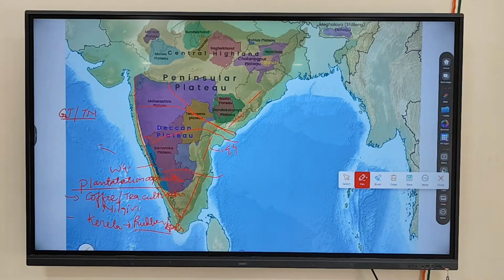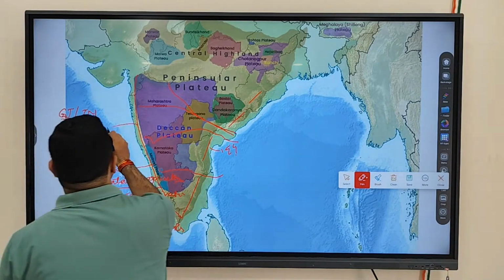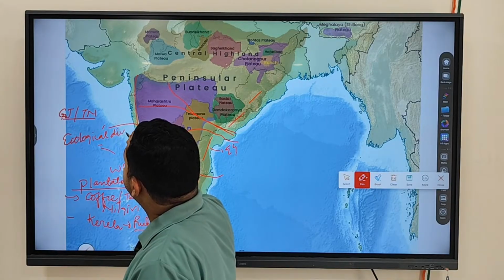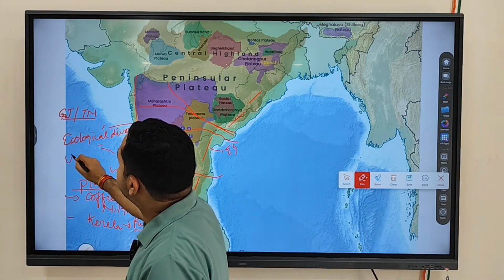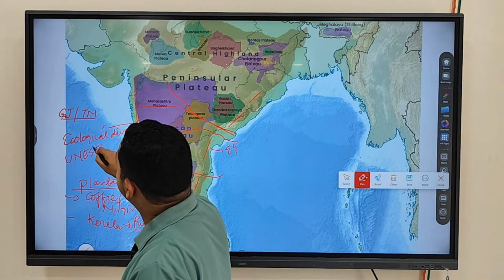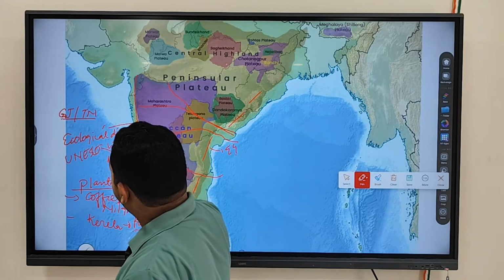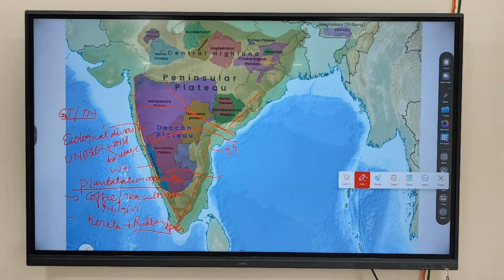It is also a UNESCO World Heritage Site. The Western Ghat is referred to as a UNESCO World Heritage Site. Why? Because ecological diversity is very high. That's why it is designated a UNESCO World Heritage Site. Very unique species are found in this region. Clear? So the UNESCO World Heritage Site is known for ecological diversity. Fine.